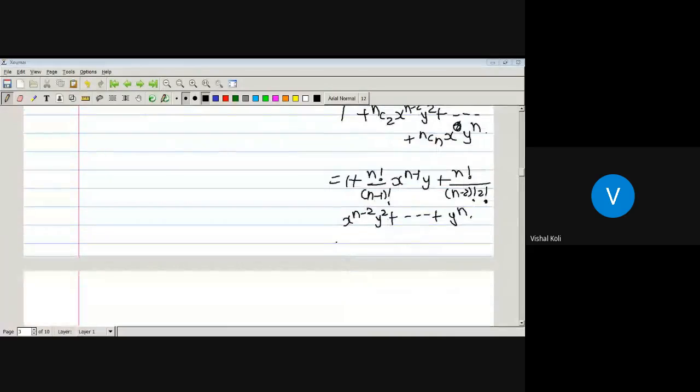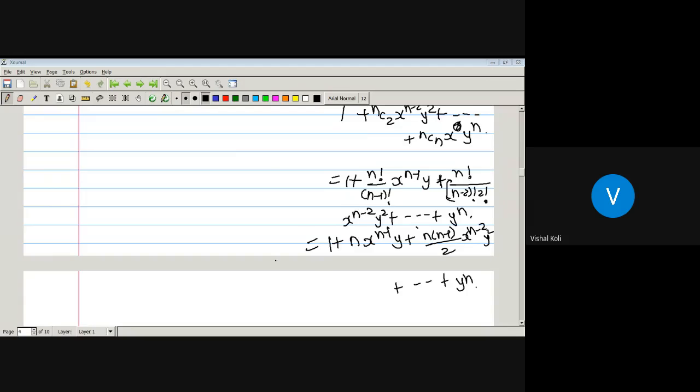n factorial divided by n minus 1 factorial. N factorial can be written as n into n minus 1 factorial. The n minus 1 factorial gets cancelled, and it is nothing but n into x to the power n minus 1 into y, plus n factorial, which can be written as n into n minus 1 into n minus 2 factorial. The n minus 2 factorial gets cancelled. It is nothing but n into n minus 1, and 2 factorial is 2, into x to the power n minus 2 y square, plus so on, and the last term y raised to n as it is.